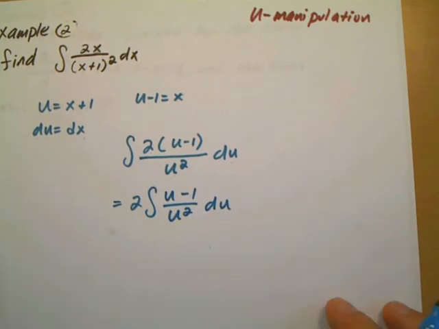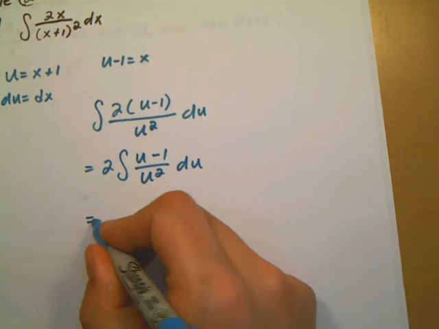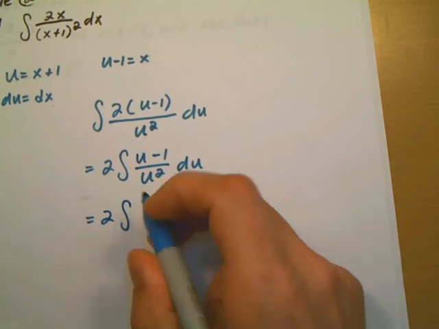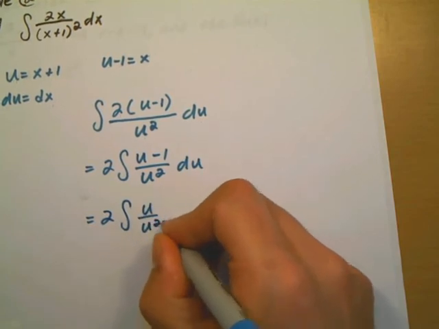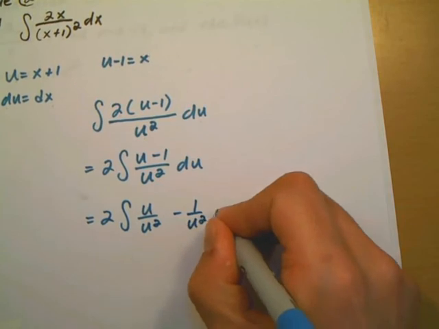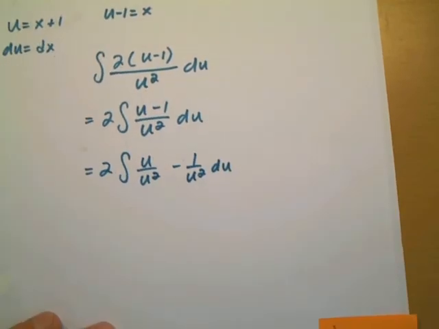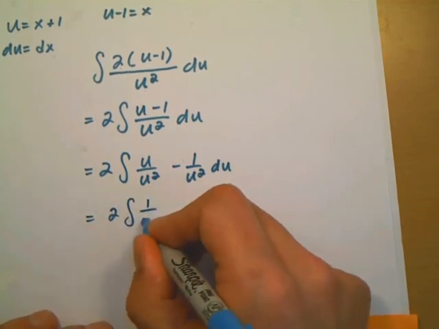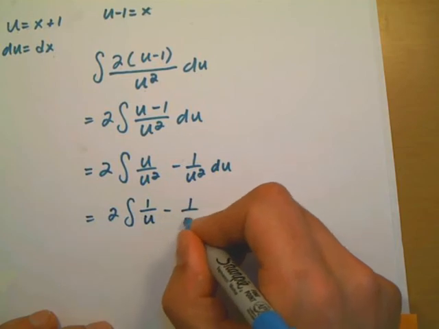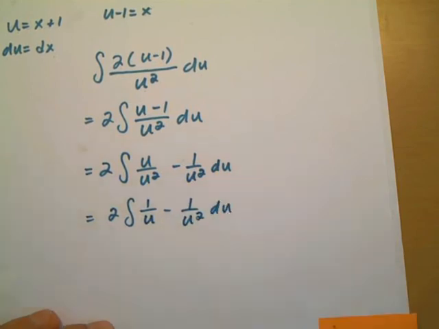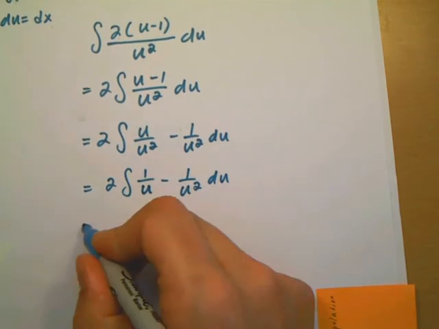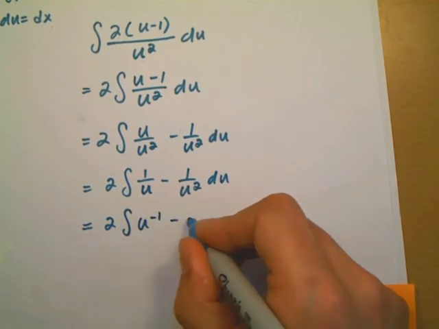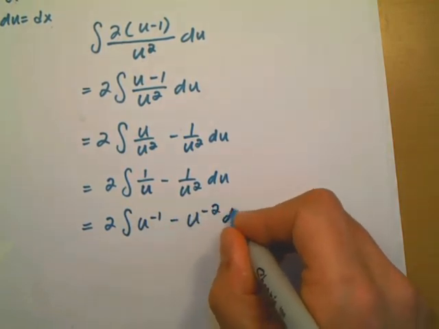Now notice at this point, I have to simplify even more, because now I have 2 terms in the numerator, so I can split this up as u over u squared minus 1 over u squared du. And then simplifying this some more, I have 2 times the integral of 1 over u minus 1 over u squared du. And then I go ahead and rewrite this so I can see the exponent. So this is going to be the integral of u to the negative 1 minus the integral of u to the negative 2 du.